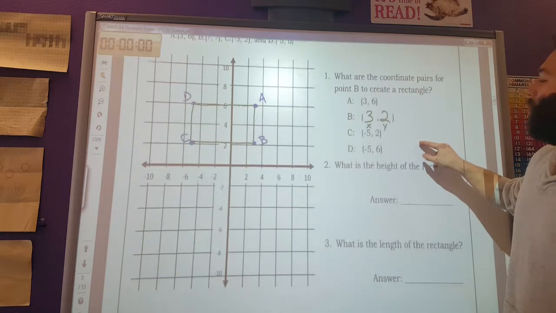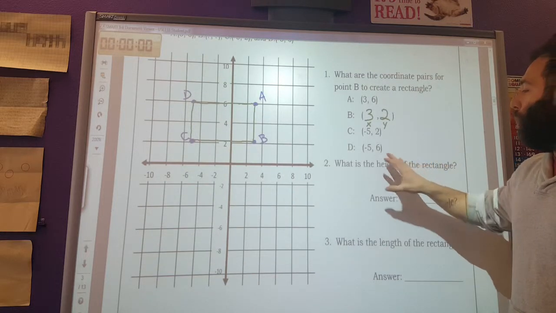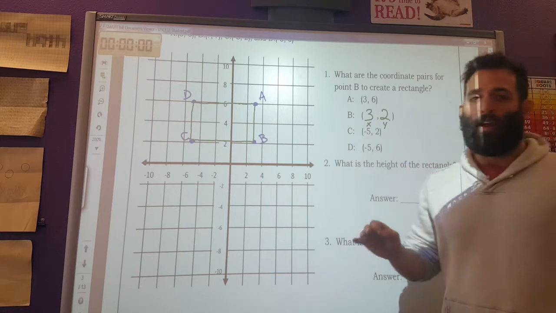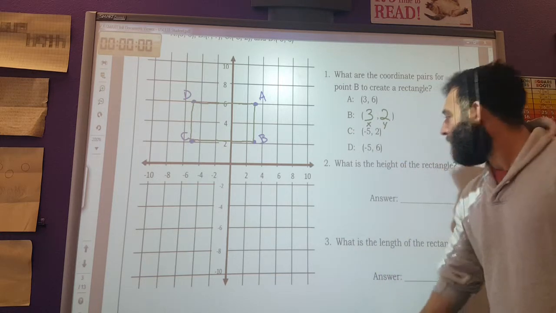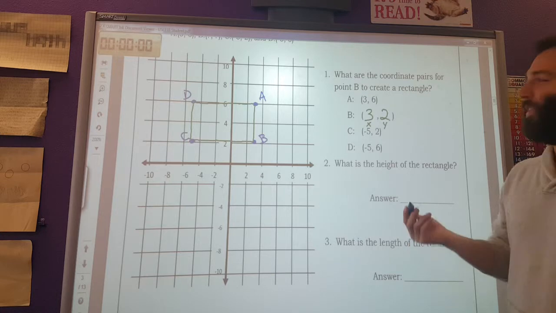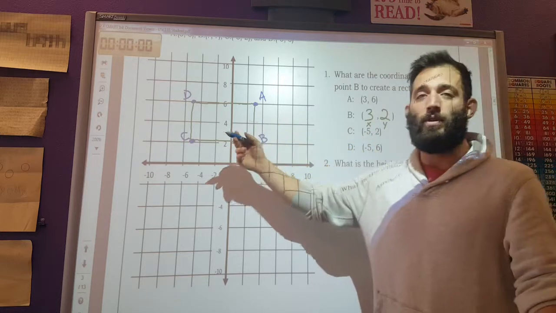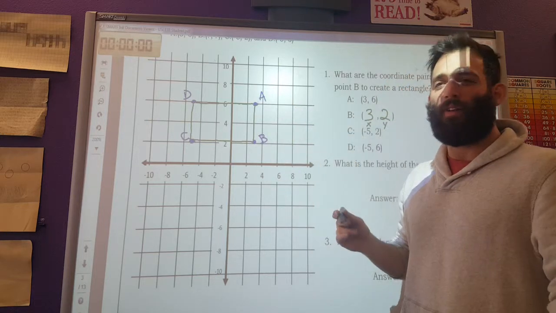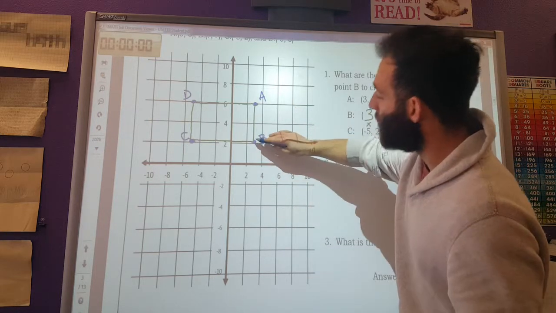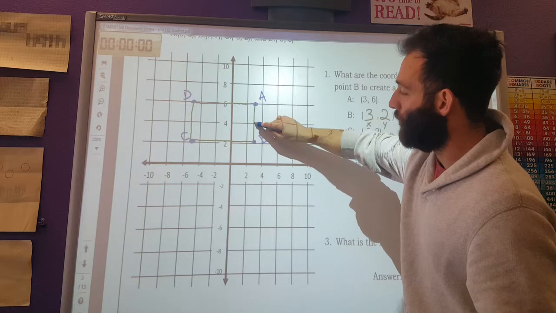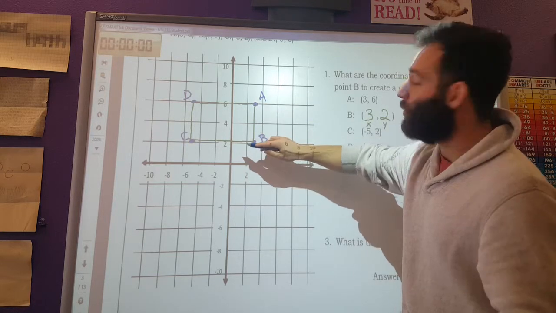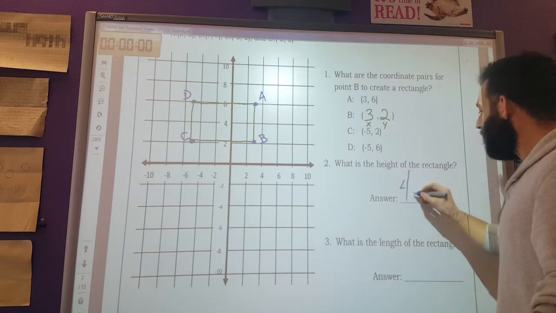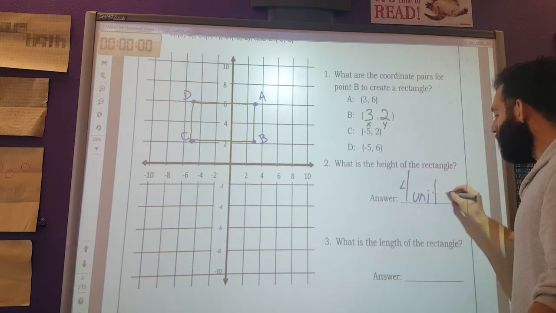Now I am wondering what the height is right here. Remember, we need to know the height and the length in order to find perimeter. So if I wanted to find the height, I could do a couple things. I could find the distance, or I could count. I can count pretty easily by 2s, and since these are both on the lines, that makes this really easy to do. So I can start at B and count 2, 4. So the distance between point B and point A is 4 units.